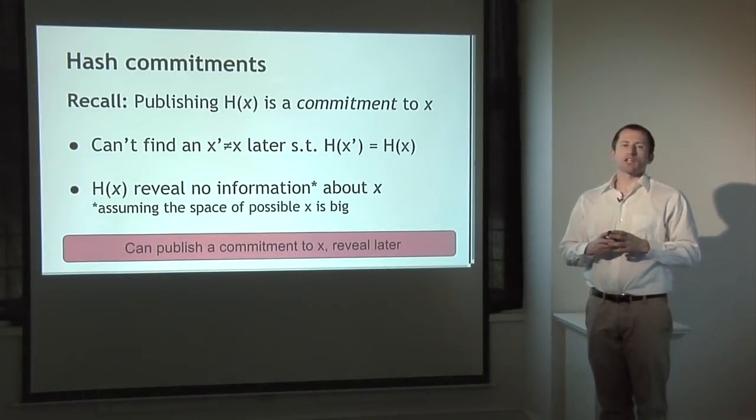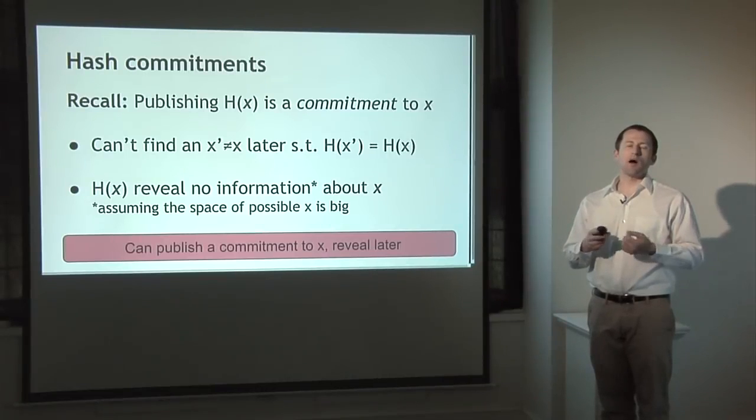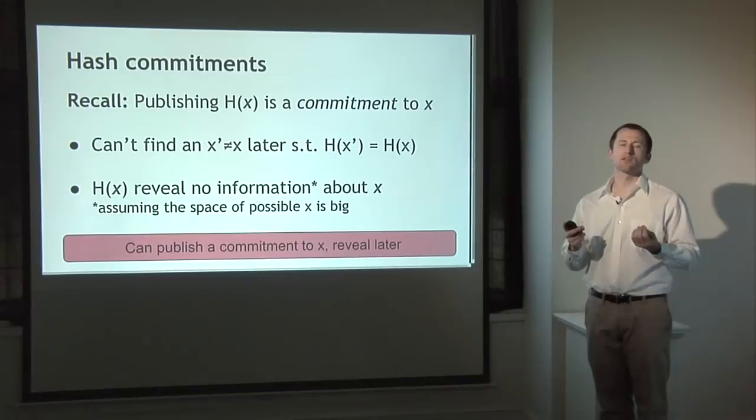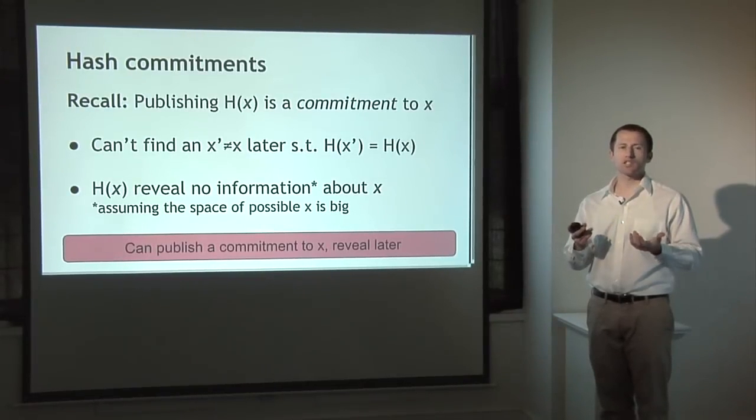Recall that we can use hash functions to commit to data. So instead of publishing the data x that we want to prove that we know, we publish the hash of x. And the properties of the hash function guarantee that we can't later find some other value x prime that has the same hash value as x. If we did, that would be a break of the cryptographic properties of the hash function. And we also have the nice property that the hash of x shouldn't reveal any information about x, with the caveat, of course, that that's only true if x comes from a large possible space. Otherwise, somebody who has x or somebody who has the hash of x can simply try different potential values for x, and see if any of them match.